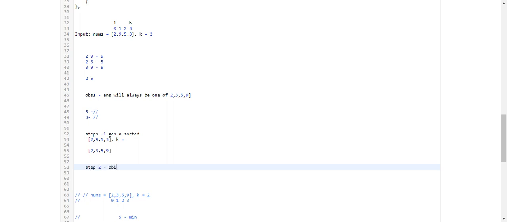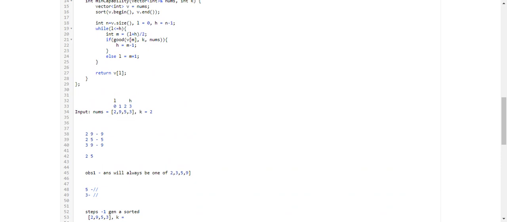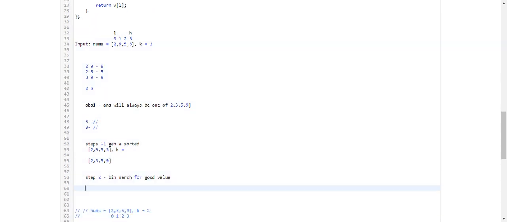Binary search for good values. First you'll find that 3 is the good value, and you cannot reduce it, so that's your answer. So let's try to do this. How will you find the good value as 3? You'll make a good function, iterating with low, high, mid, and check whether mid is good or not.